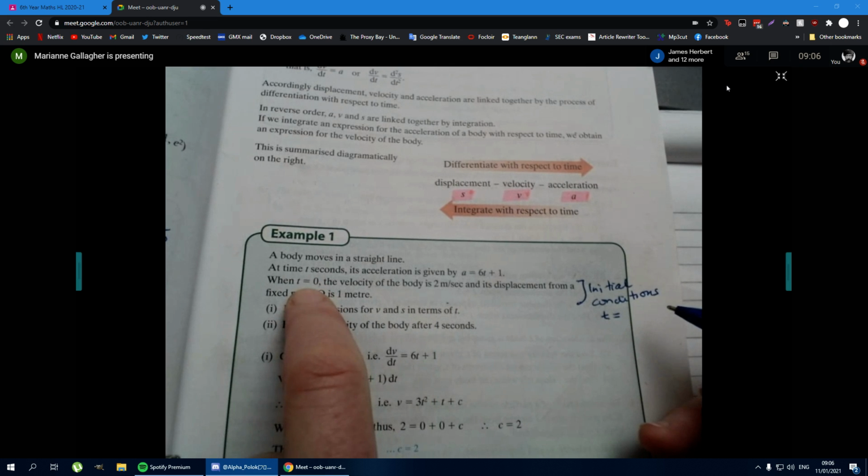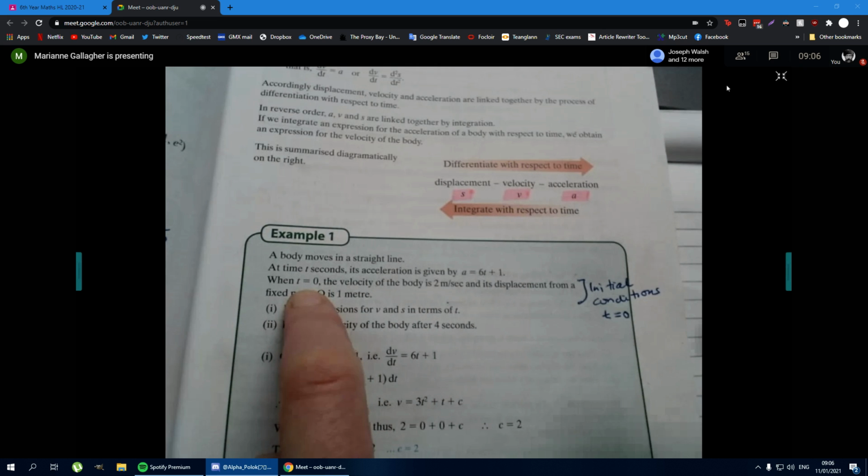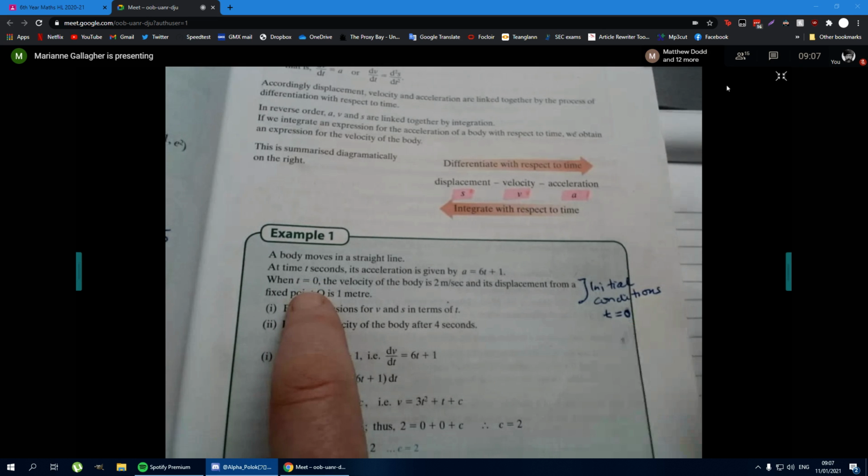Tells us here. Okay, t is equal to 0. So what that's going to allow you to do is work out your constant of integration, because remember, every time you integrate, you're going to have some unknown constant. You want to be able to figure it out. Okay, so initial conditions, and they might just call it that in the exam, but t is equal to 0.